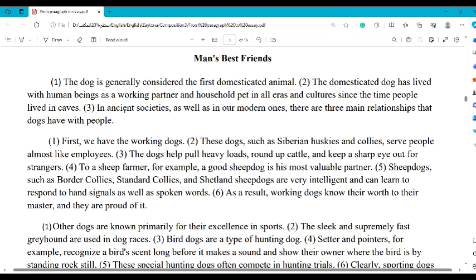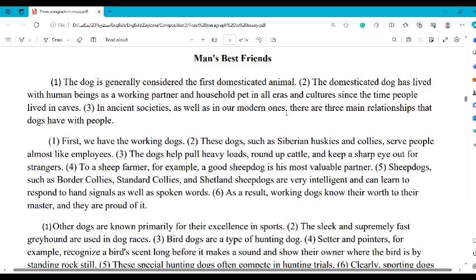Old, okay? In ancient societies, as well as in our modern ones, what is the meaning of ones? It refers to societies. In order not to repeat the word, in order not to say in ancient societies as well as in our modern societies, we drop the second societies and replace it with the word ones.